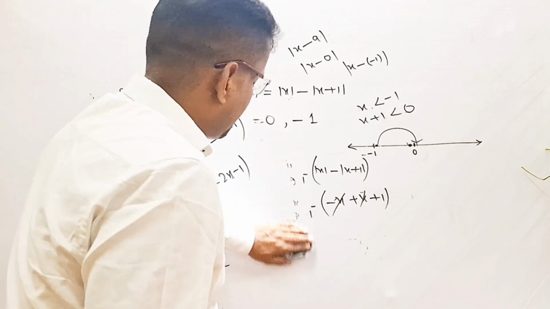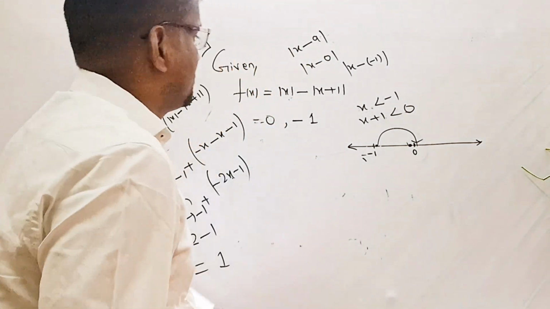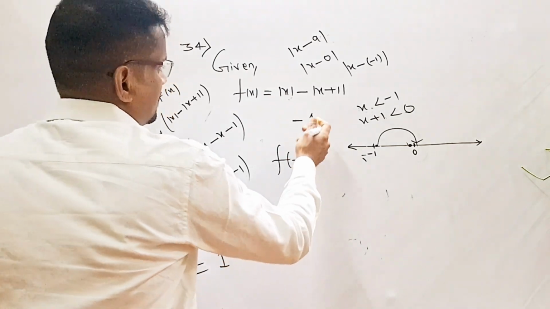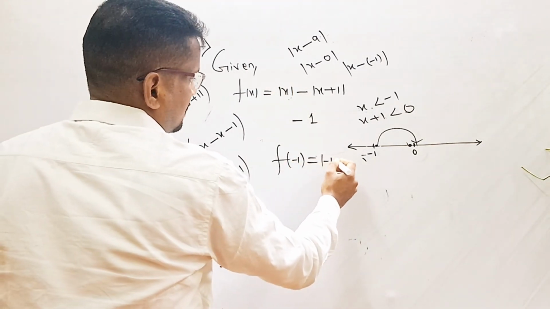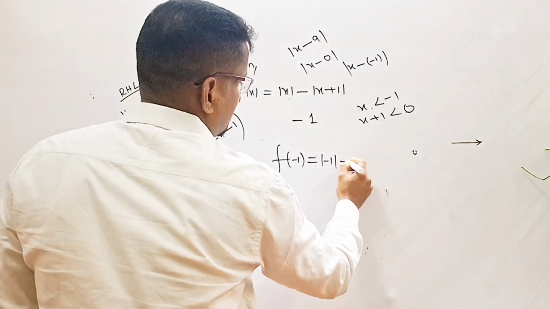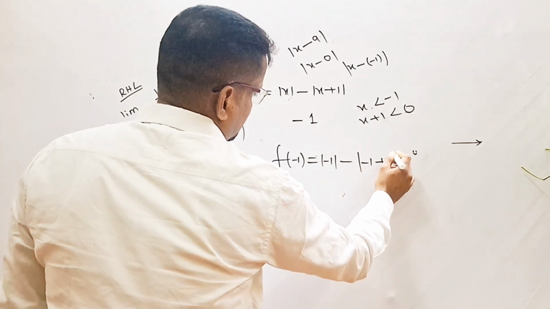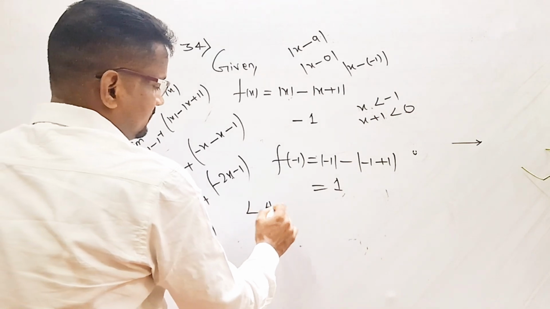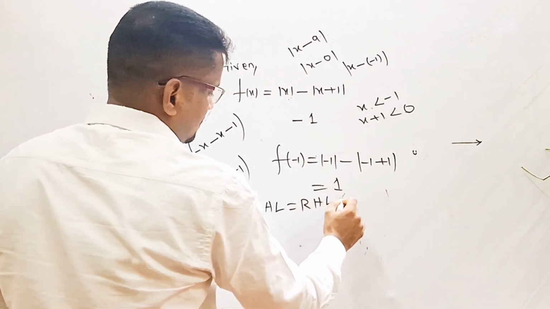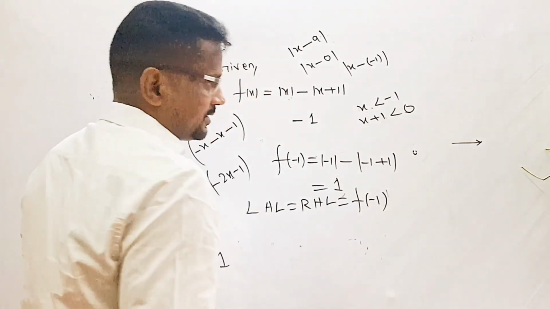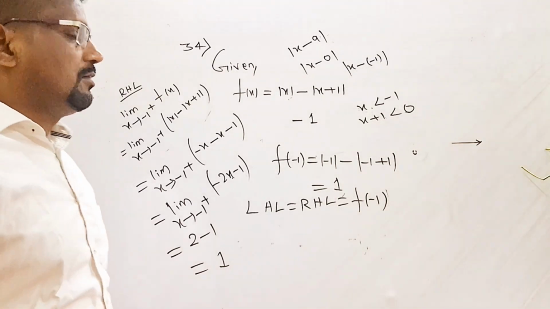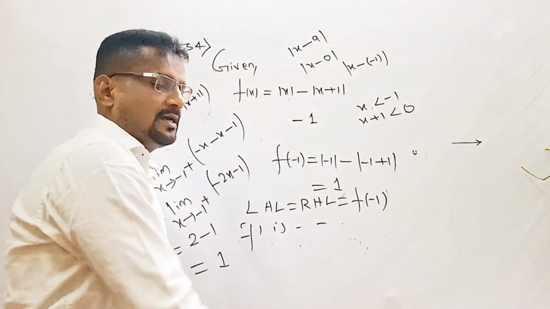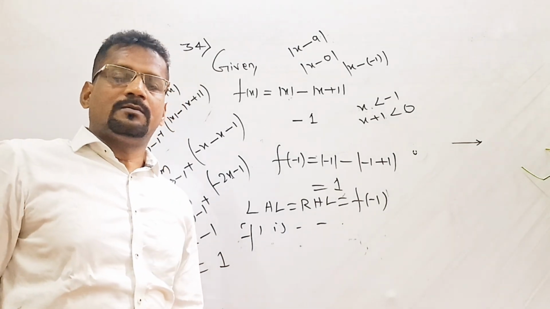Next, the functional value you have to check at the point negative 1. So f of negative 1 is what? Directly put negative 1 here: modulus of negative 1 minus modulus of negative 1 plus 1. It cancels out, and this is also 1. So what do you obtain? LHL equals RHL equals f of negative 1 at the point negative 1. It means the function is continuous, f is continuous at x equals negative 1.